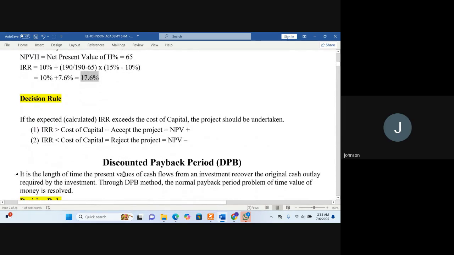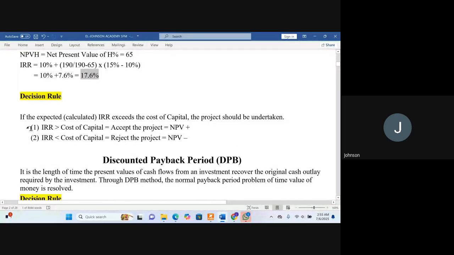So the decision rule now is what we have here. If your IRR is greater than your cost of capital, you should accept the project. Why? Because your NPV is going to be positive at that particular point. However, if your IRR is lower than your cost of capital, that means your NPV is going to be negative, and you have to reject the project. Okay, so that is the decision rule. Probably when we start solving questions, people that are just joining should go back to the beginning of the lecture, and you'll be able to understand more of what I've explained so far.